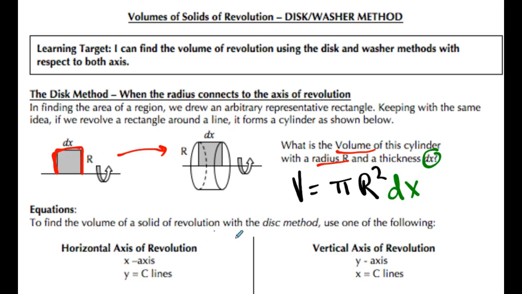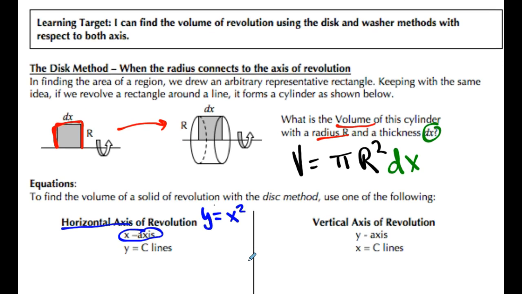Now we could rotate a few different ways. This first example gives you a picture of a horizontal axis of revolution, and personally I think these are a little bit easier. They're more what we're used to visualizing. When you want a horizontal axis of revolution, such as the x-axis or a y equals line, y equals 1, y equals 2, something like that, we're going to be using a y equals equation. So y equals x squared, something like that. It gives us our equation in terms of x, which is what we're used to. And we would say that volume is equal to pi.